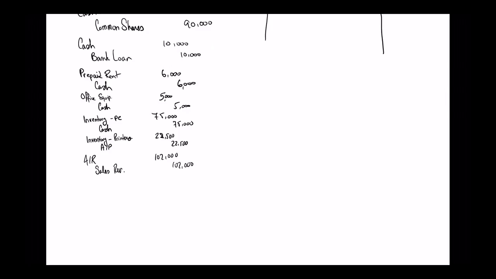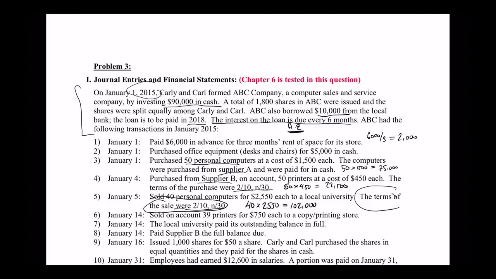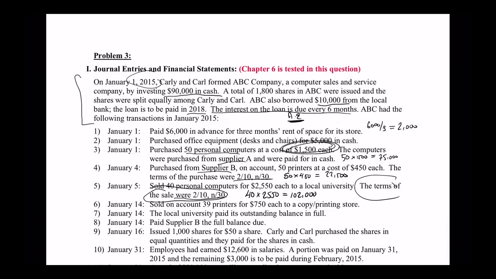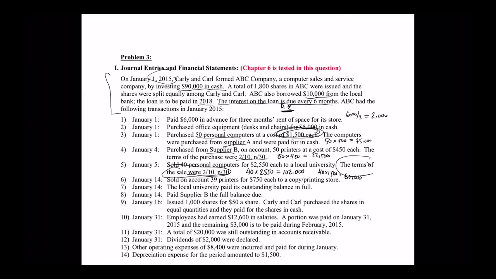And we're now going to debit cost of goods sold, and we're going to credit inventory PC because that's what we sold. And so we sold 40 units, and if you look here, we paid $1,500 each, so 40 times 1,500 is equal to 60,000.